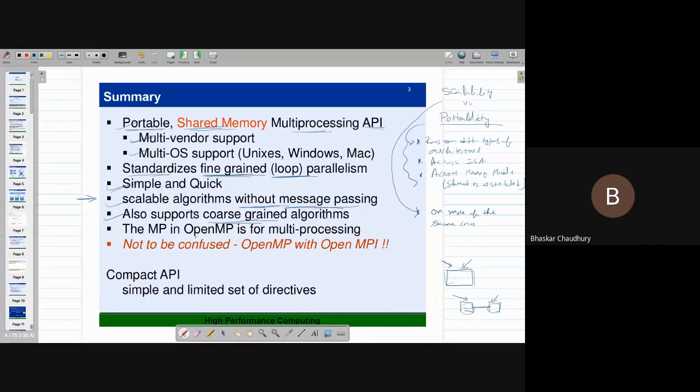The MP in OpenMP is multiprocessing, and it is not to be confused with OpenMPI, because MPI is message passing interface. These two are different things, OpenMP and OpenMPI, because we are going to do OpenMPI in the next part of the course, that is for distributed systems. Currently, our focus is on OpenMP, that is multiprocessing. So this is a quick summary.